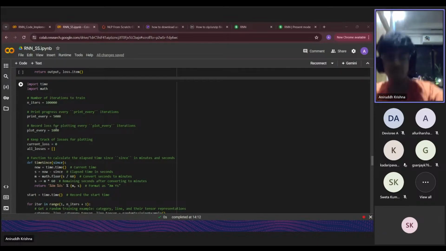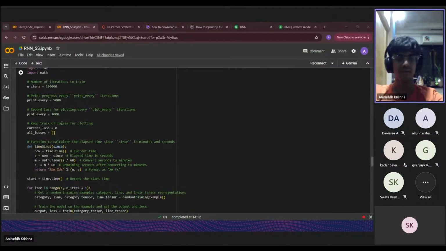And plot_every is basically another variable that helps in plotting. If I want to plot a graph, it would just help me in doing so. But this says that I have to do it after every 1,000 epochs. And num_iterations is basically the number of epochs that we want to run. That is 1 lakh here. current_loss is 0. all_losses is the list that I've created. I will be adding the loss into this back to back.